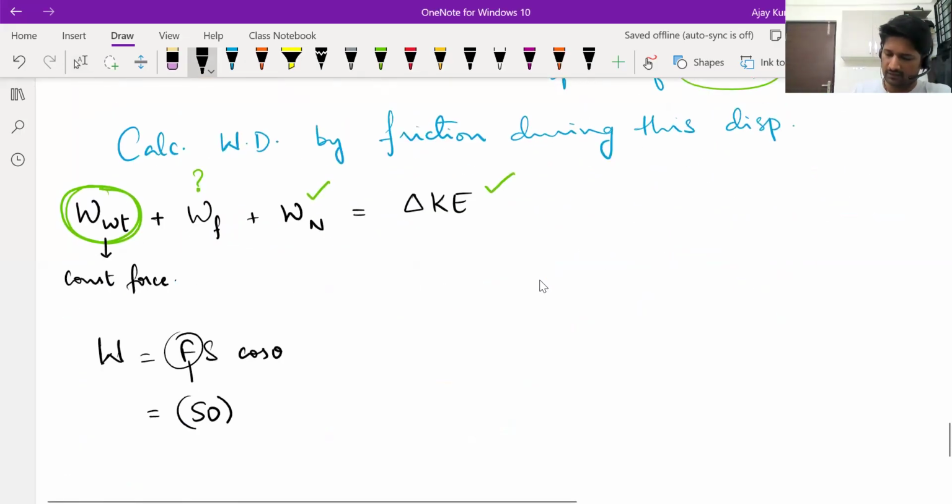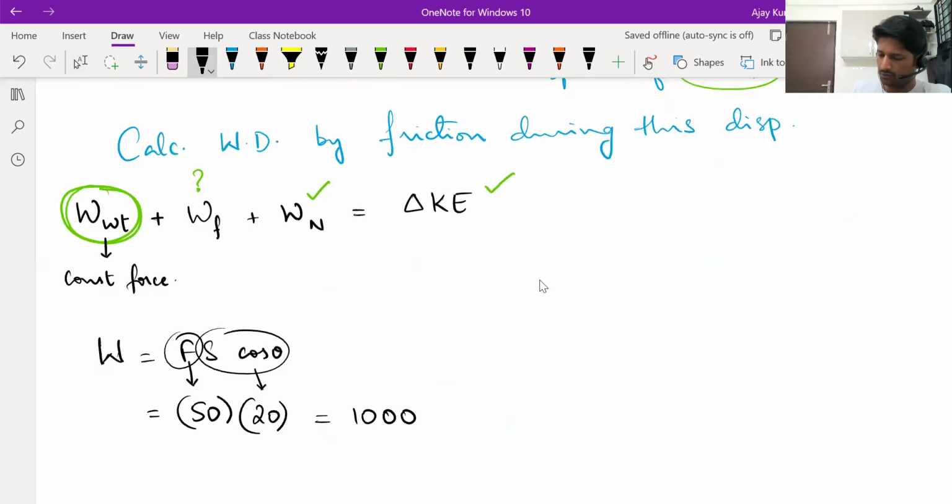So F is 50. S cos theta together becomes 20. So work done by weight, 50 into 20, is 1000 joules.